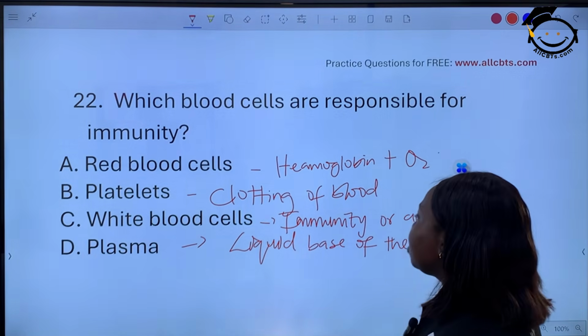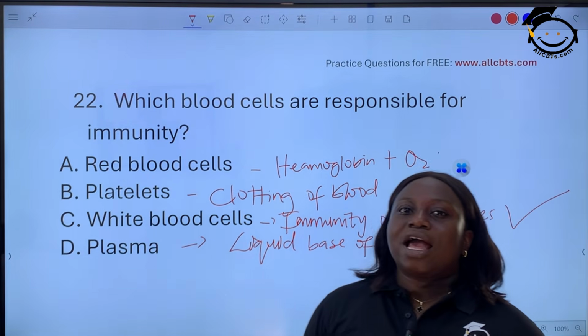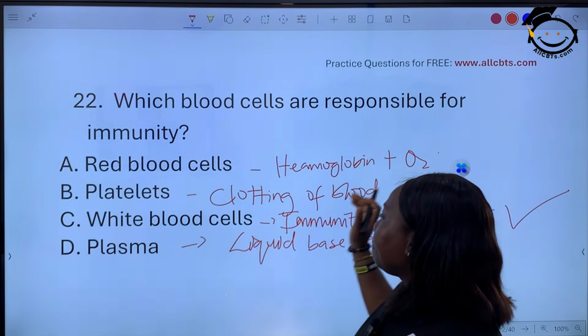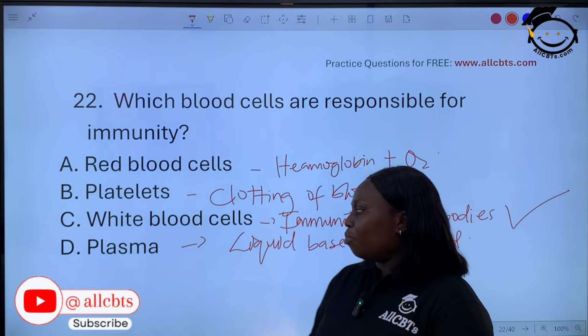So our answer here is white blood cells, because they are responsible for immunity and they're also responsible for antibodies. They fight foreign bodies in our body.